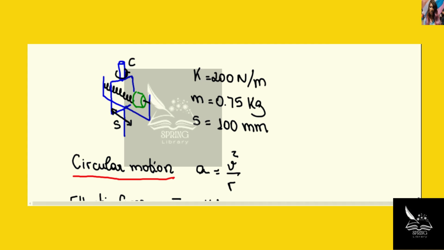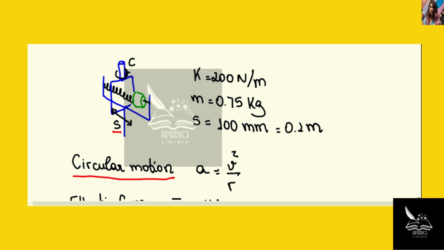So what we have is a spring that's connected to a collar. The spring has a stiffness of 200 newtons per meter, and the collar has a mass of 0.75 kilograms. The spring is unstretched when S, here in the figure, is equal to 0, and we want the spring to be stretched at a distance S of 100 millimeters, which is the same as 0.1 meters.